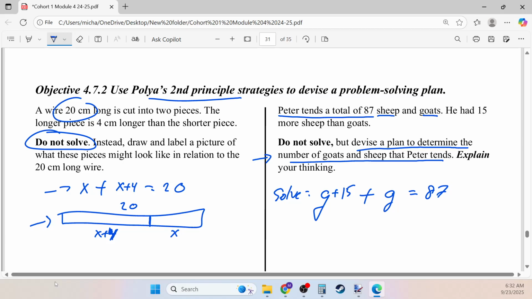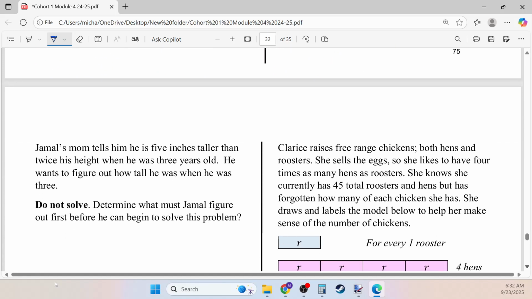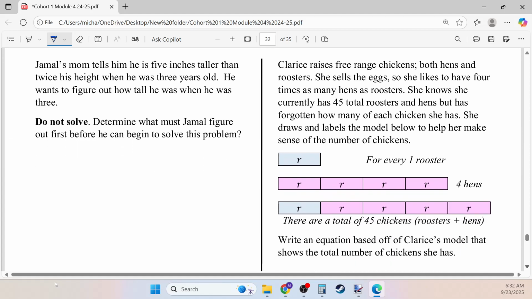Solve that. That's the plan. That solved, that's a complete solution to that. Okay, let's see what it says to do.